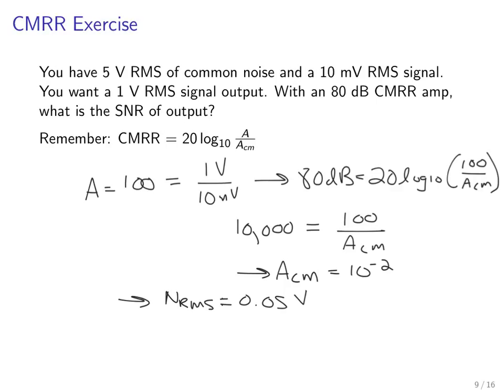And because we said that we were going to have 1 volt RMS of signal at the output, now we can calculate SNR because we know both. So the SNR is going to be 1 volt of signal RMS divided by 0.05 volts noise RMS, which is equal to 20.